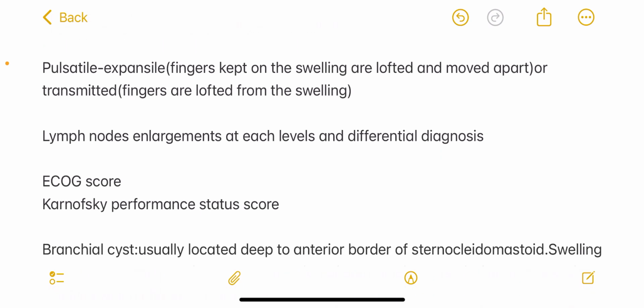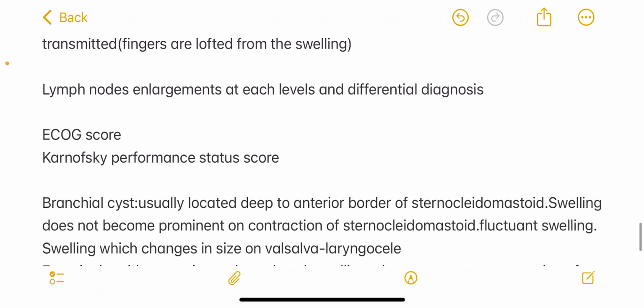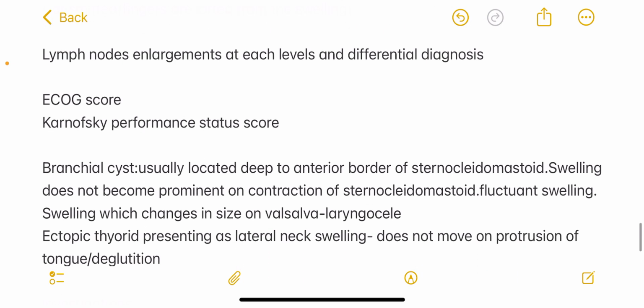Then branchial cyst, it is usually located deep to the anterior border of the sternocleidomastoid. The swelling does not become prominent on contraction of the sternocleidomastoid. It's a fluctuant swelling, and it changes in size. That is about the branchial cyst. Then swelling which changes in size on Valsalva is the laryngocele. And in case of ectopic thyroid, which is presenting as a lateral neck swelling, it does not move on the protrusion of the tongue or deglutition.